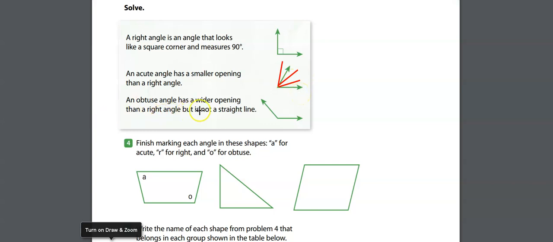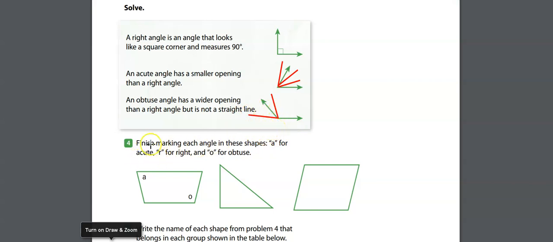Now, an obtuse angle has a wider opening than a right angle, but it is not a straight line. So an obtuse angle goes beyond our right angle. So this is an example of an obtuse angle. This could be an example of an obtuse angle because it is just a little over 90 degrees. And this is an example of an obtuse angle because it's not a straight line, but it's pretty close. So these are all examples of an obtuse angle.